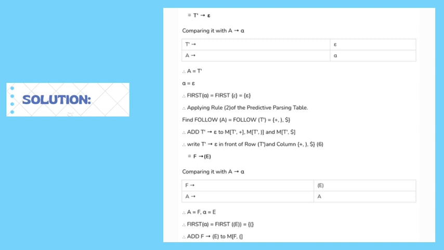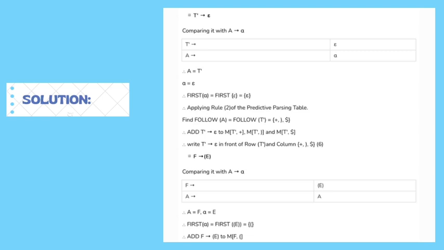Now T' tends to epsilon. Comparing it with capital A tends to small a, T' tends to epsilon, A tends to small a. Therefore, A is equal to T' and small a is equal to epsilon. First of A is equal to first of epsilon, which is equal to epsilon. Applying rule 2 of the predictive parsing table, find follow of A, which is follow of T', equal to +, ), $. Add T' tends to epsilon to M[T', +], M[T', )] and M[T', $].